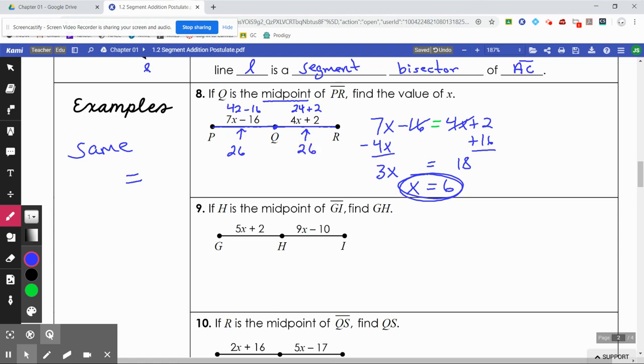Now look at these two measurements. PQ is 26. QR is 26. Is that what we needed? Yes, it was, because Q's in the middle. So what is the value? Go back up here and see if we found it. Value of x would be 6.